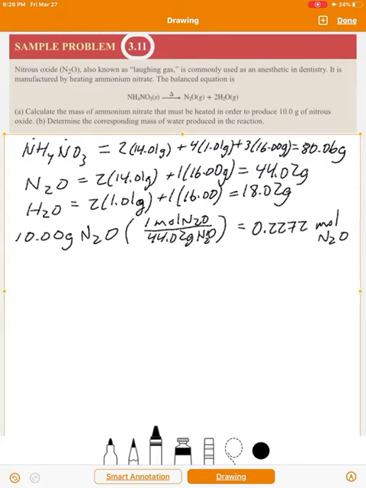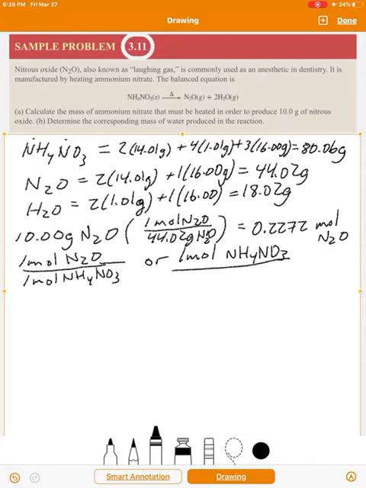Now here's the logic. They're asking us about ammonium nitrate. If you look at the balanced equation, it's 1 mole of N2O for every 1 mole of ammonium nitrate, or 1 mole of ammonium nitrate for every 1 mole of N2O, sorry. It's easy to say NO2, but it's N2O. Okay? So which one are we going to use?